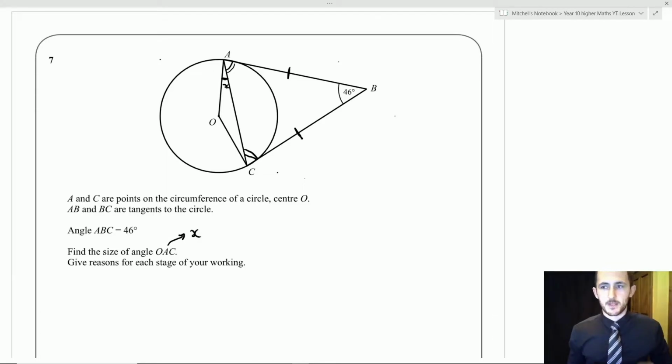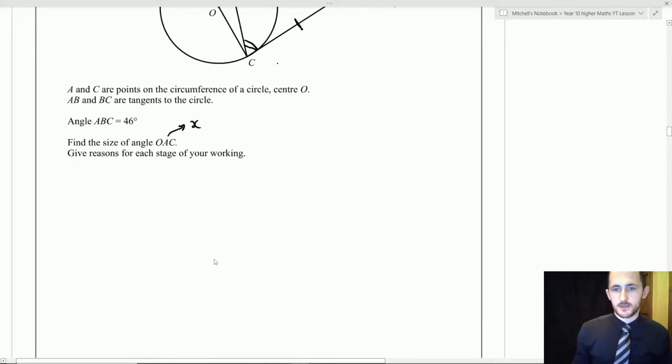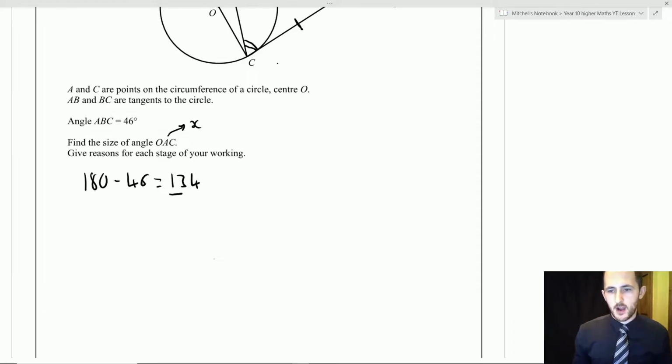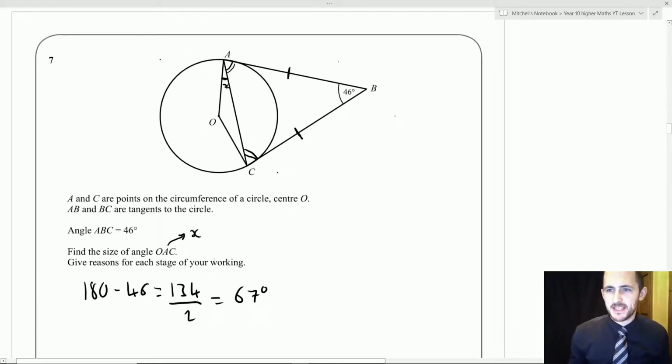So now we've got quite an easy job to do. All we need to do is 180 minus 46 and then half it, because the other two angles are the same size. So we've got 180 degrees minus 46, which gives us 134. If we half that, we get 67 degrees. So these two angles inside are 67 degrees.